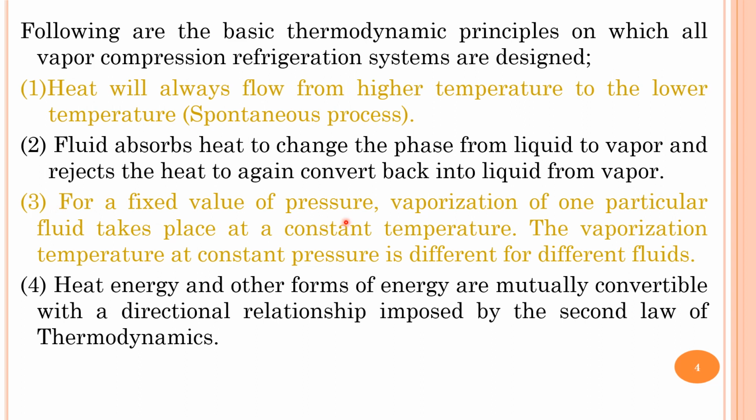For a fixed value of pressure, vaporization of one particular fluid takes place at a constant temperature, widely known as latent heat. The vaporization temperature at constant pressure is different for different fluids. So this is known to us. So if you consider a fixed value of pressure, at constant pressure, when the phase change is observed, at that time the heat, that is the latent heat, is either supplied or taken from the system.